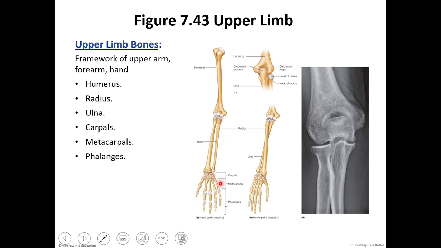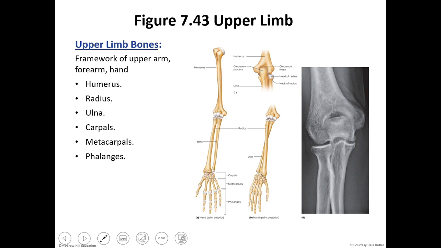The ulna is on the pinky side. The ulna is a little bit larger, longer, and a bit more prominent. And these bones are arranged so that they can cross over each other like this. It gives you controlled rotation of the forearm.